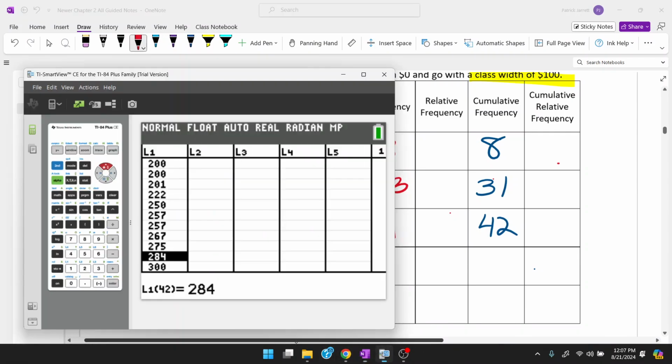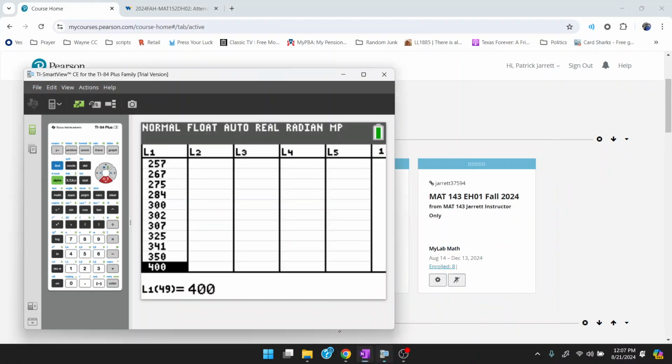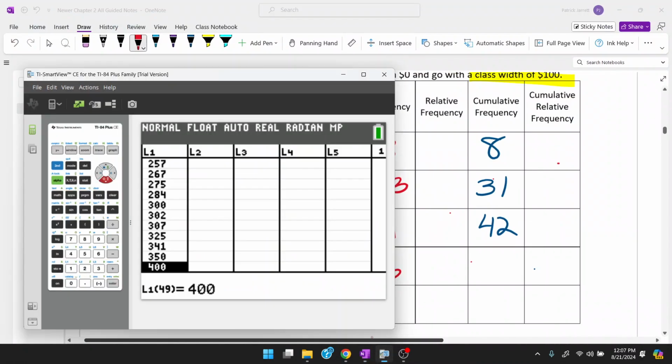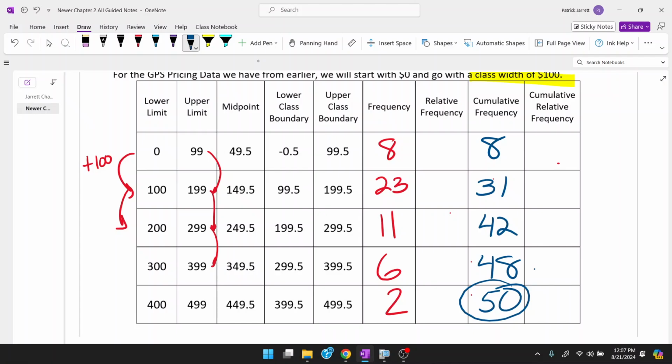Now, in the $300 range, we go 1, 2, 3, 4, 5, 6. There were 6 of those. And in the 400 to 499 range, we had how many? 400 to 499? We had 2. Now, this final cumulative frequency of 50, how many pieces of data were there? There were 50 pieces of data.